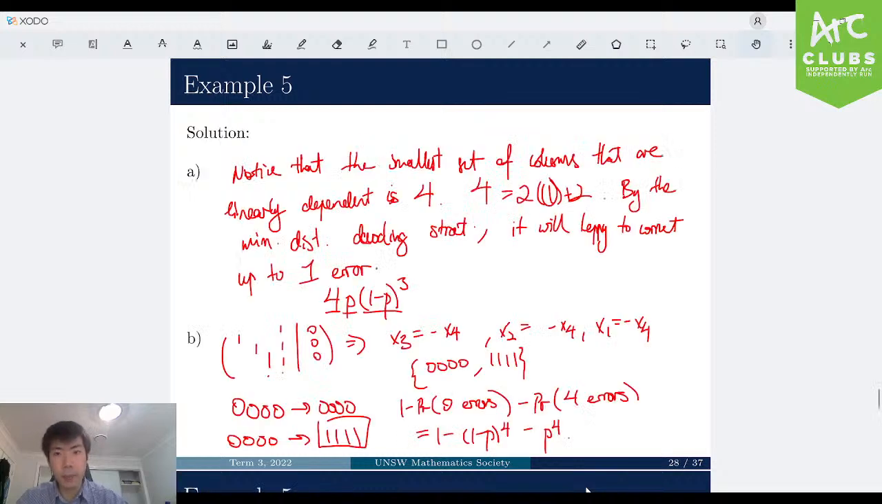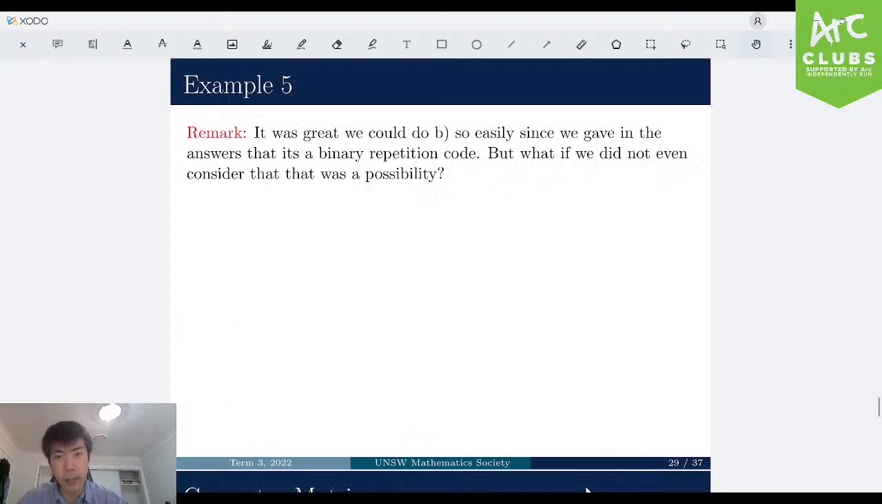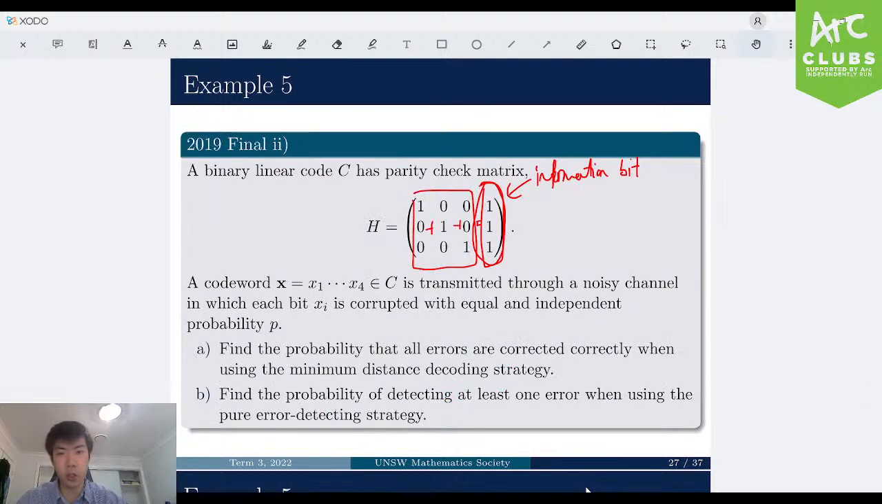So yeah, it was great that in part B we saw that it was a binary repetition code, and so we could just go straight into using what we learned about binary repetition code previously. But what if we did not even consider to check whether this was a binary repetition code? What could we do then? I'll probably leave this as an exercise for you to think about yourselves, because again, running out of time. But essentially, you will just have to look at the linear combination of columns. Okay. Yeah, that's the main hint I would give you.